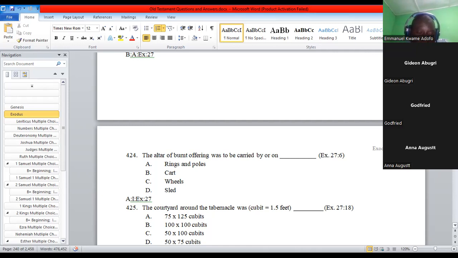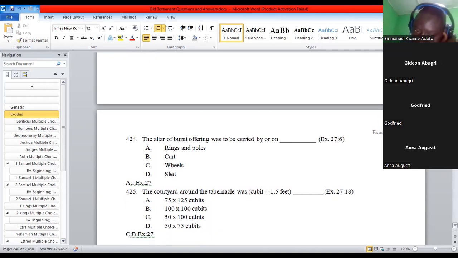So it says the length of the court shall be 100 cubits, and the breadth 50, and the height 5 cubits, with hangings of fine linen and bases of bronze. So we are going to have 50 and 100 cubits.